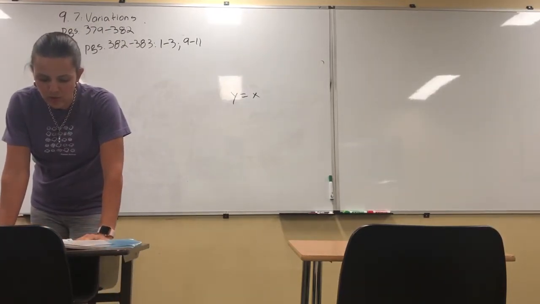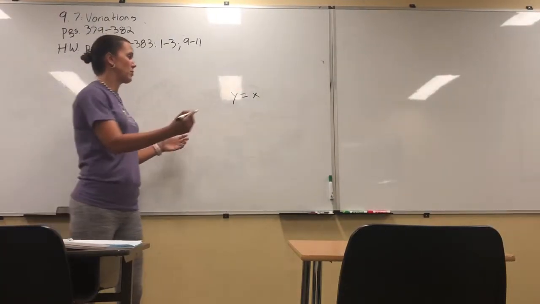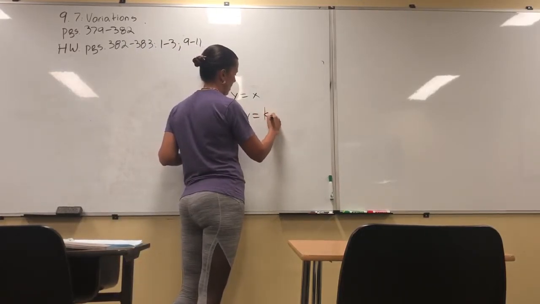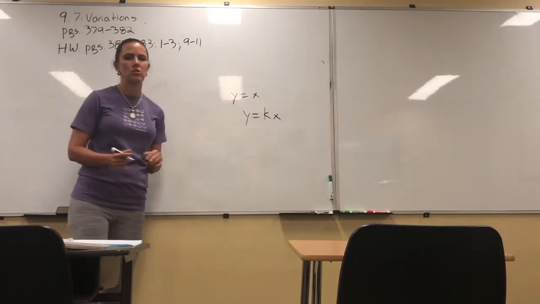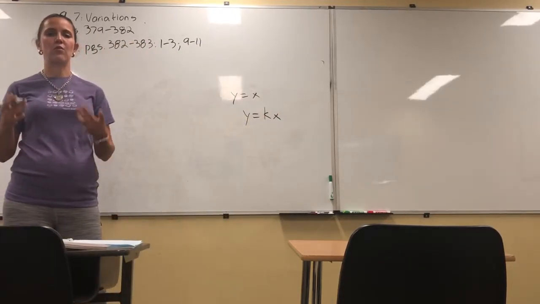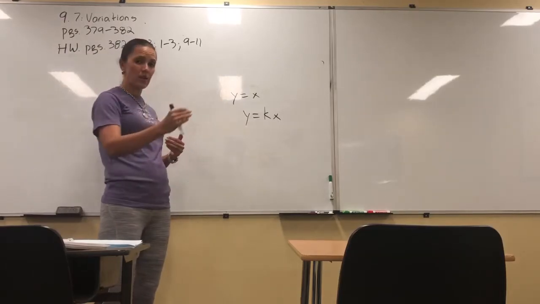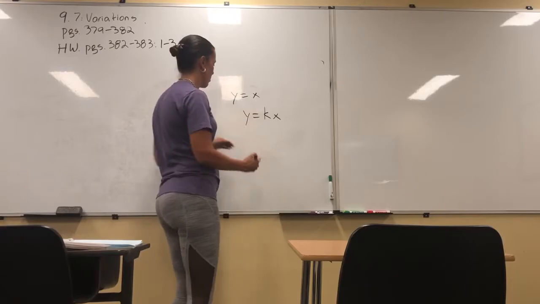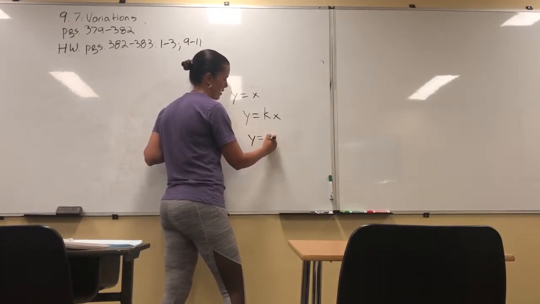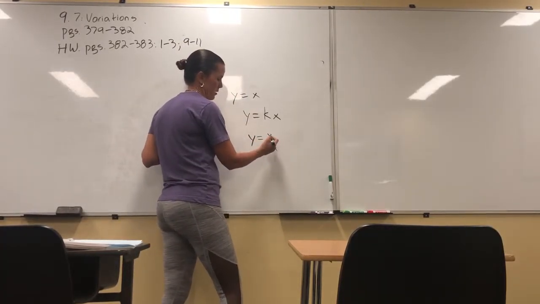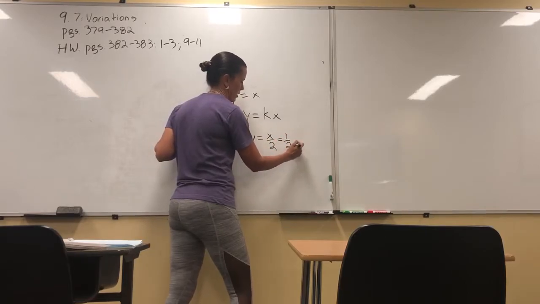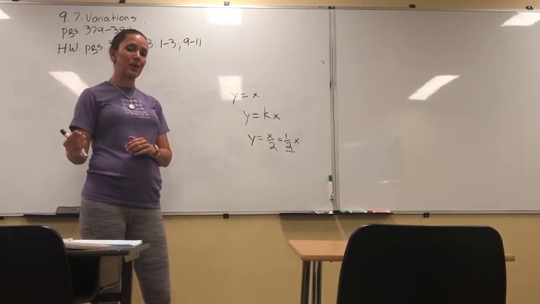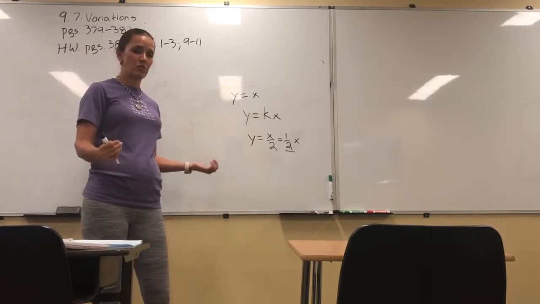You can also have direct variations where it's going up by some certain number. So you can have y equals k times x. Now k is just a placeholder that we're putting in there for a number. That just means that y goes up at the same time as x does, but not at the same speed, not in the same ratio. So you could have y equals x over 2, right? That's the same as 1/2 times x. So see, that's your k. That means that every time x goes up by 2, y is going up by 1.